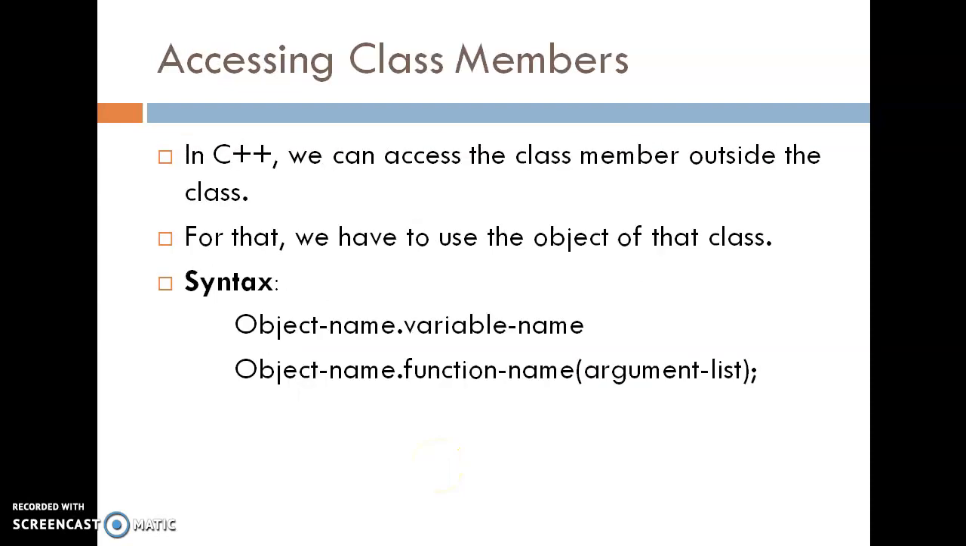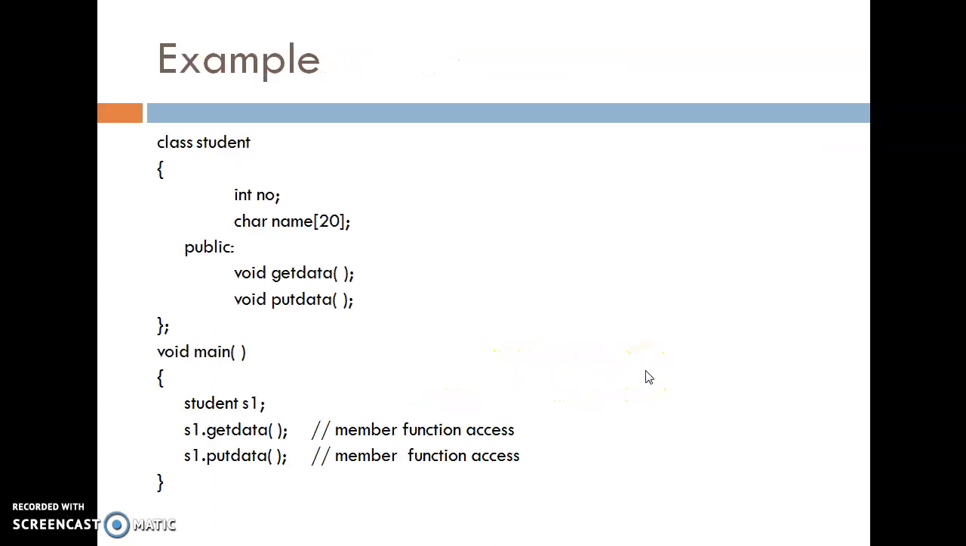How to access the class member? First of all, what is a class member? Inside the class, whatever data and functions are there, these are called the class members. In C++, we can access the class member from outside the class. We have to use the object of that particular class to access the class member. The syntax is the name of the object, dot, variable name if it is data, and if it is a function, then object name, dot, function name with arguments.